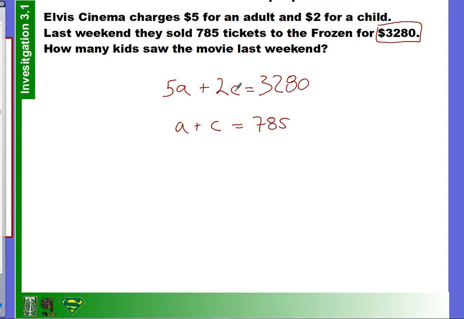But the trick is, I want to know how many kids saw the movie. So do I want the children's tickets to disappear? Do I want that to cancel out? Well, no, that's what I'm trying to find, right? So what could I multiply this bottom equation by so I could get the opposite of 5a? Well, that's right, negative 5, because negative 5 is the opposite of positive 5. Okay, so I'm going to multiply this whole thing by negative 5.